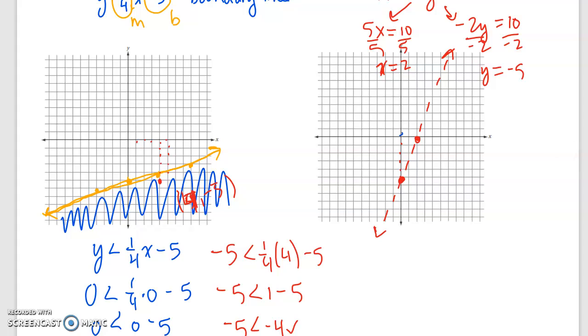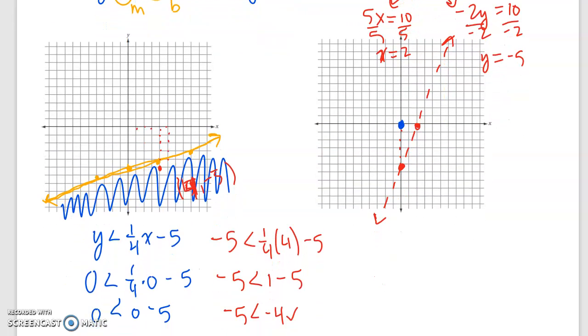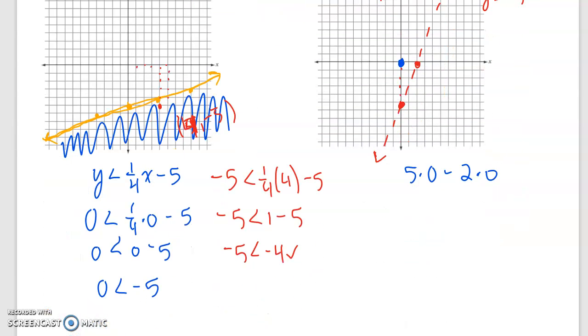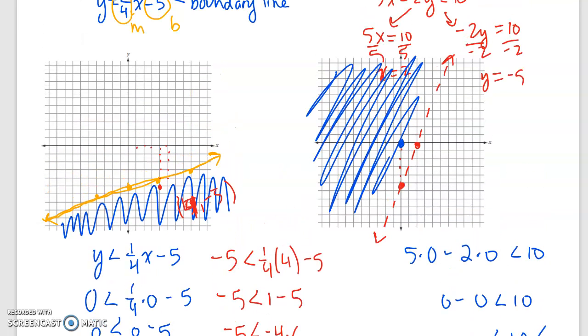So I'm going to pick the origin again. I'm going to substitute 0 in for x and y. Is 5 times 0 minus 2 times 0 less than 10? I wanted to make sure I had that correct. 0 minus 0 is less than 10. Yes, it is. There we go. Easy. So we are going to shade this portion of the plane.